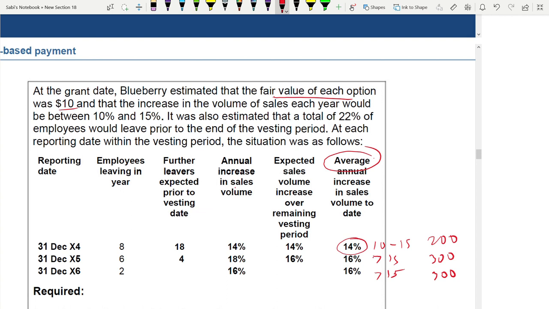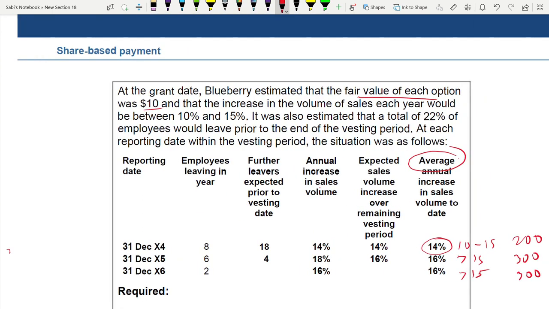Your other thing is you need to know the employees. You need to work out the number of employees. So for the first one, I will work out here. From 200, you have to deduct how many employees? 8 are leaving in that year. 18 are expected to leave further before the vesting date. So you have to take 8 and 18. 8 plus 18 will be 26. So from 200, you have to minus 26, which will be 174.